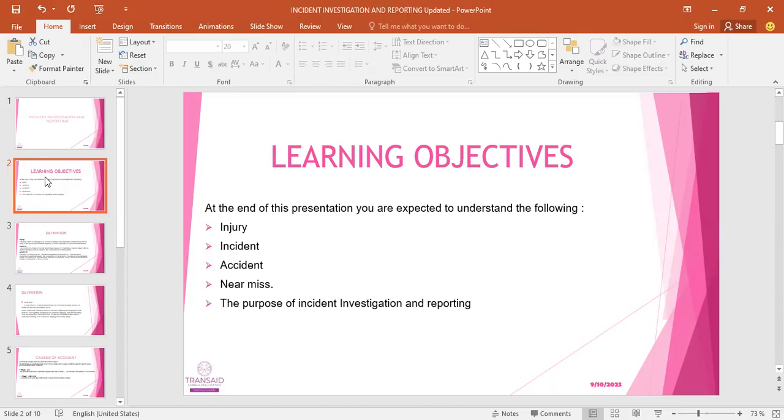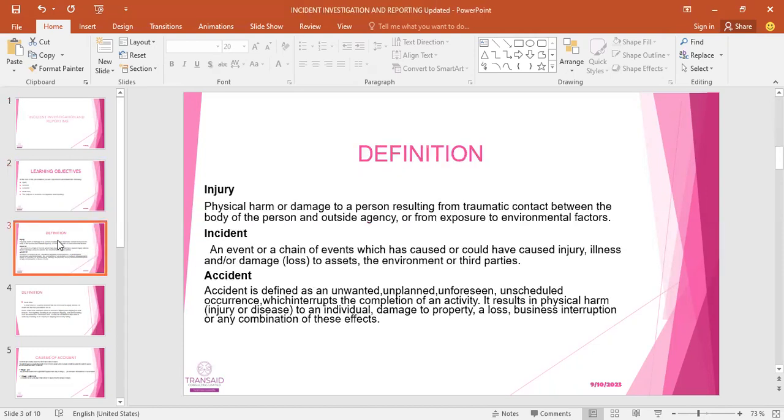At the end of this session, knowledge will be added. Knowledge, and as we acquire this knowledge, it will help us to play our roles more effectively as safety officers, as supervisors, as managers in a workplace.